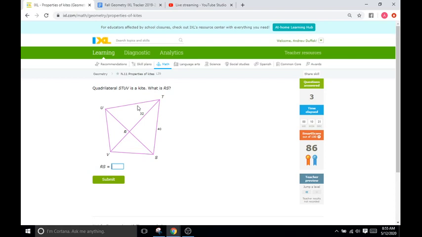Okay, quadrilateral is a kite. What is RS? Okay, same problem here. We have one leg here, so a squared plus b squared equals c squared, and then move your way from there. And it will not let me jump any further, so I'm going to end the video here then.